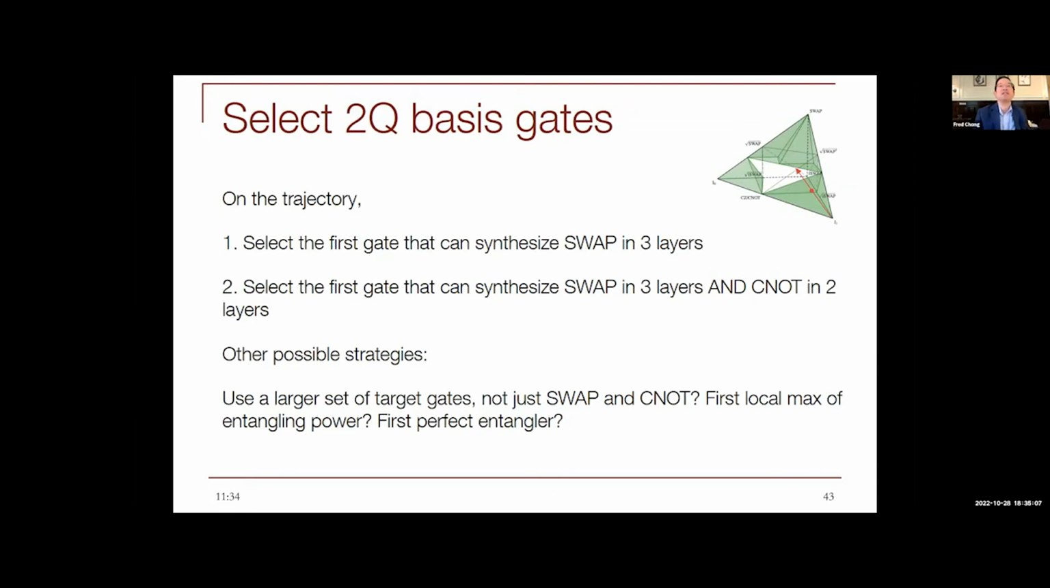And then you can either do that just for swap and then look for a C0, or you can actually find the first gate that can do both swap and C0 in 3 gates for the swap and 2 gates for the C0. Okay. And we have basically these 2 strategies.